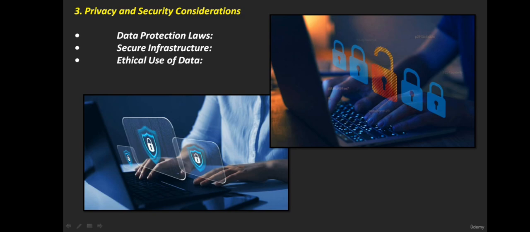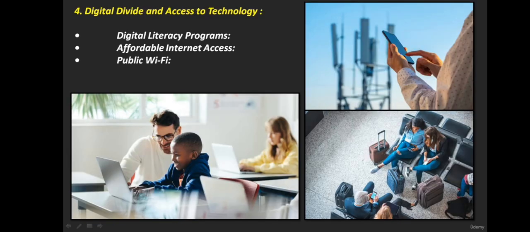Okay, the fourth point will be the digital divide and access to technology. Addressing the digital divide is very crucial to achieving social inclusion in smart cities. Strategies to bridge this gap include, starting with digital literacy programs: offer training programs to teach digital skills to underserved communities.